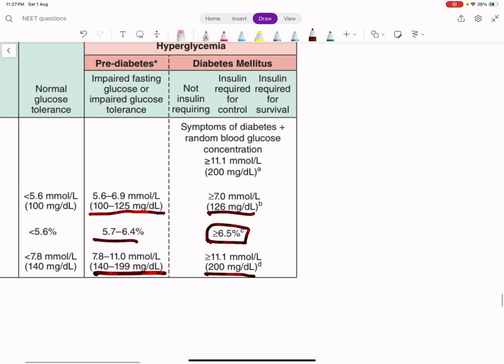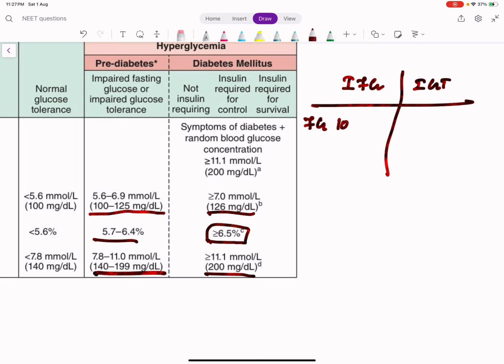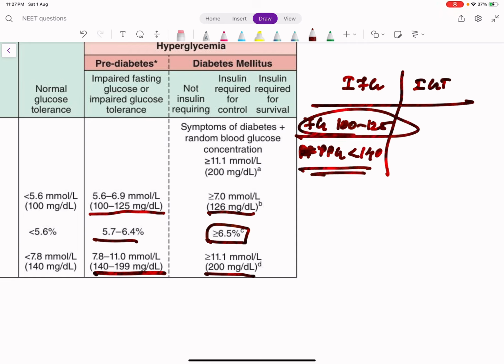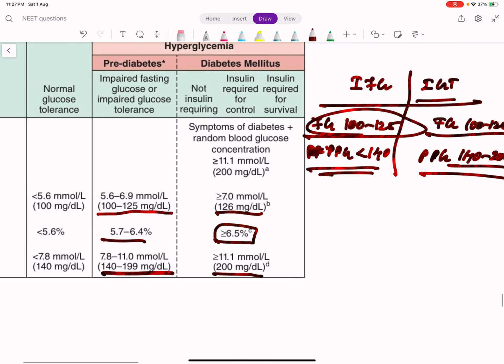We usually say pre-diabetes in two terms: impaired fasting glucose and impaired glucose tolerance. If the fasting glucose is between 100 to 125 and postprandial glucose is less than 140, we say it is impaired fasting glucose. Only fasting is problematic. Impaired glucose tolerance is when fasting glucose is between 100 to 125 and postprandial glucose is between 140 to 200. When PPG crosses 200 or FPG crosses 125, it is called diabetes.